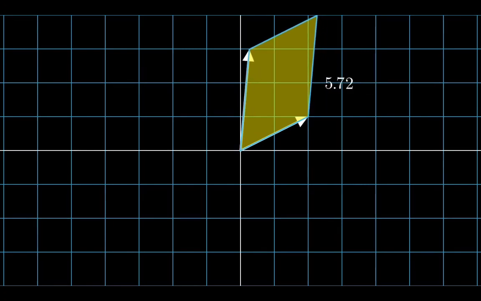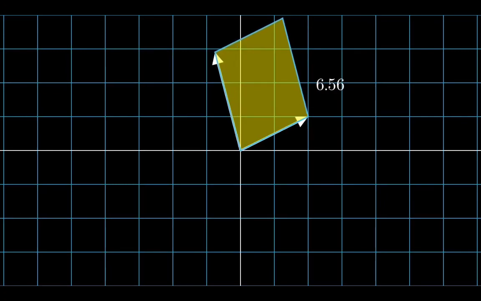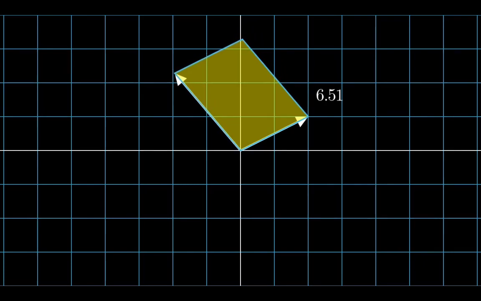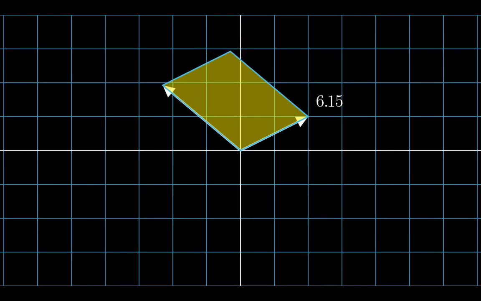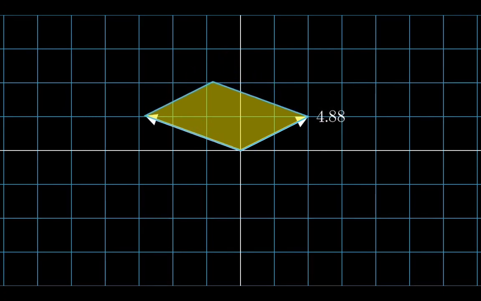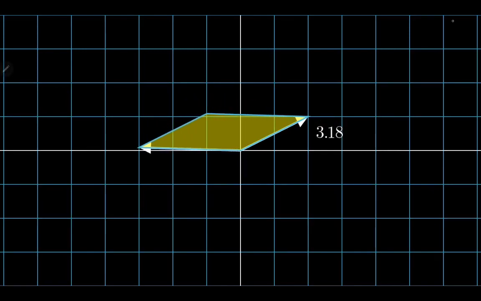When do you guys think it will hit a maximum? So it's still increasing, still increasing. Notice how the angle between the two vectors is now 90 degrees, and now it starts to go back down again. So it hit a maximum when the angle between the two vectors was 90 degrees. So this is great. The area of the parallelogram defined by the vectors gives us the metric that we want.